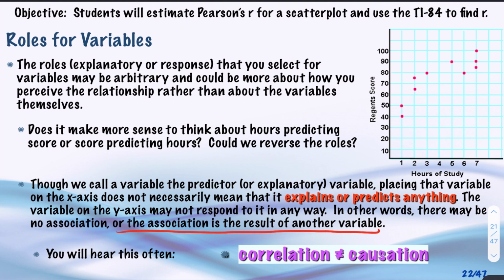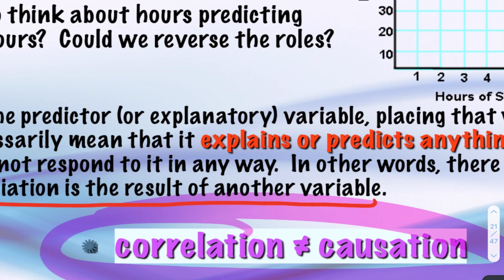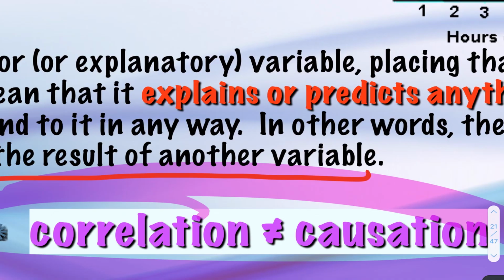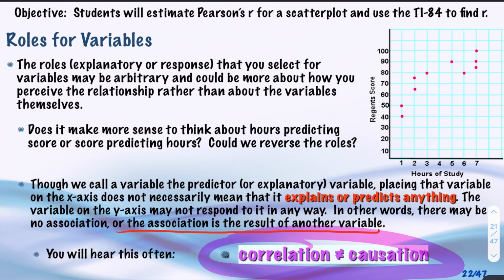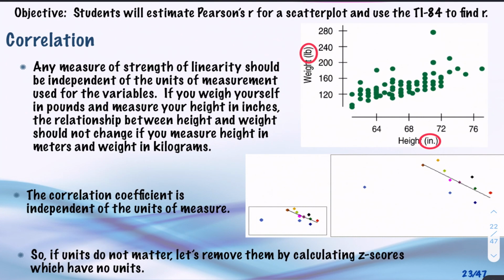So you're going to hear this phrase often, and I want it to stick in your head. Correlation does not equal causation. Just because there is an association between these variables does not mean one causes the other. And so what we mean by correlation here. Correlation is any measure of strength of linearity. Should be independent of the units of measurement used for the variables.